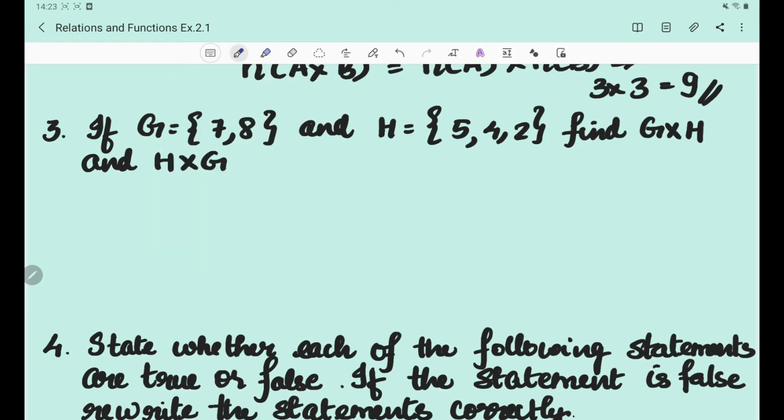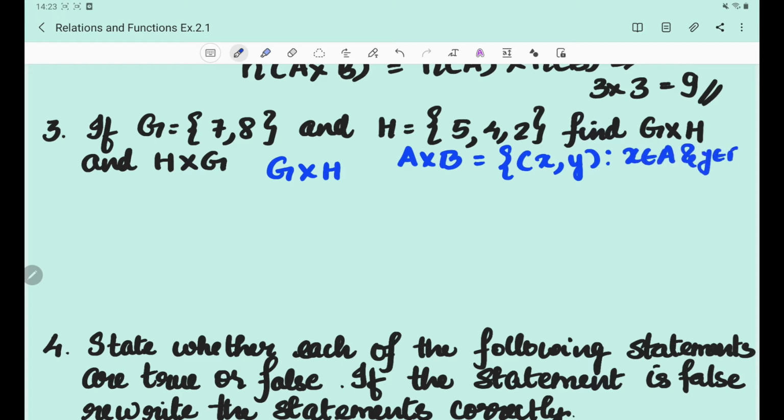If G is equal to {7, 8} and H is equal to {5, 4, 2}, find G cross H and H cross G. We have to find the set of all ordered pairs. So how will you find G cross H? You already know that A cross B is given by the set of all ordered pairs (x, y), where x belongs to A and y belongs to B. Similarly, you can write G cross H.